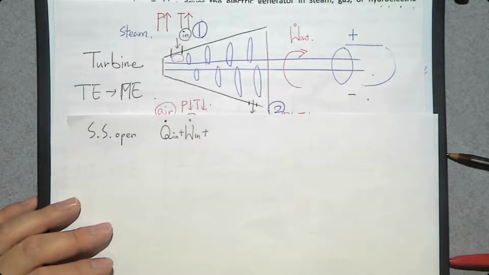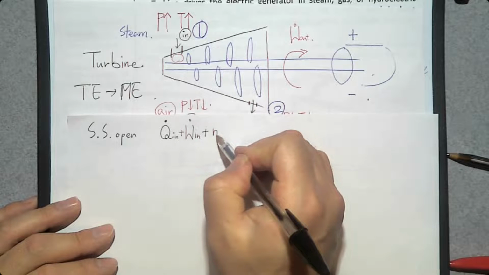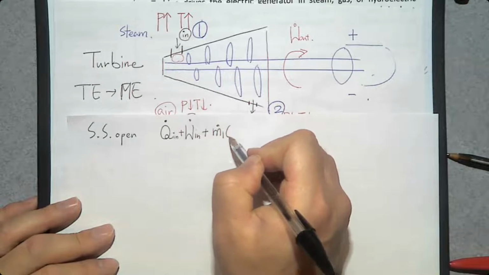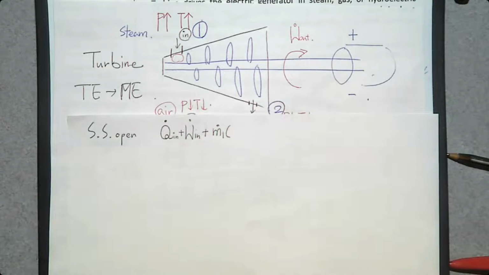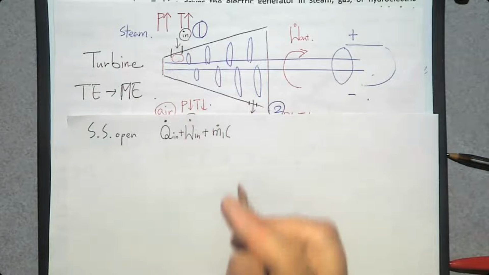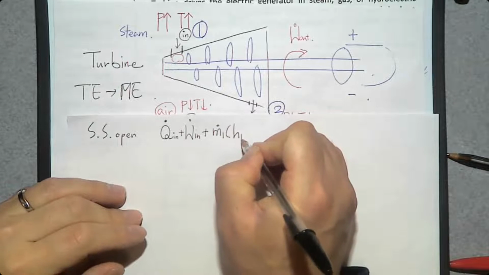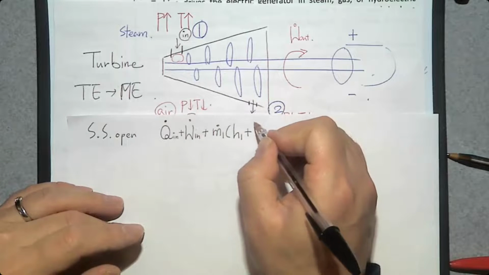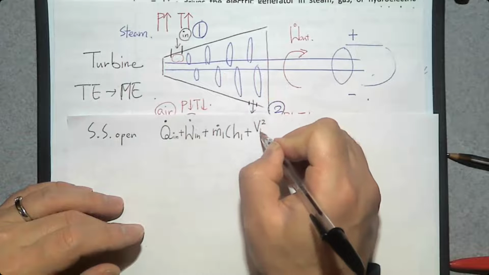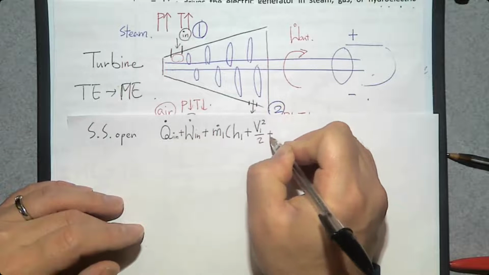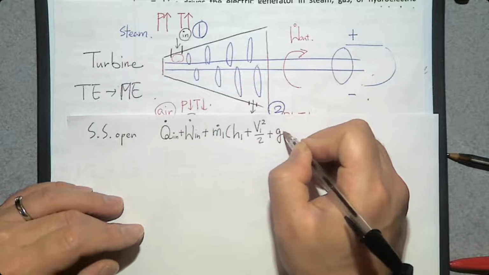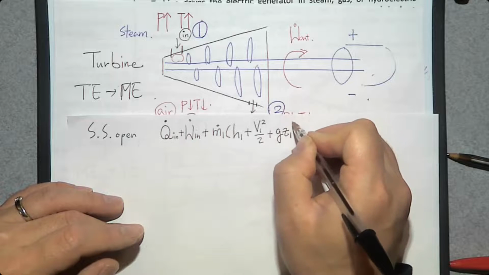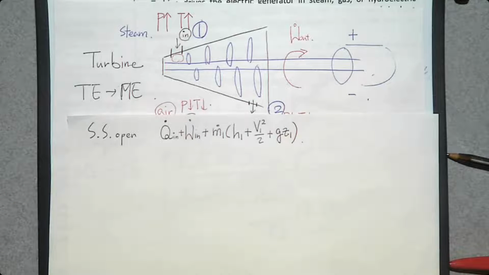Then m dot at the inlet, this one has what? There are 3 energies each mass has. Specific enthalpy h, kinetic energy, velocity squared over 2, and potential energy, gravity times elevation z. So these are energy transfer into this control volume.